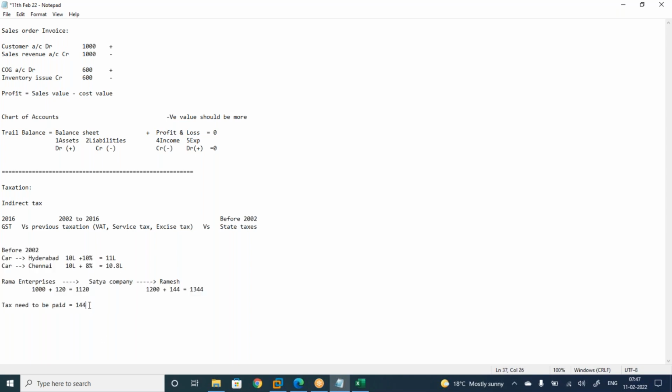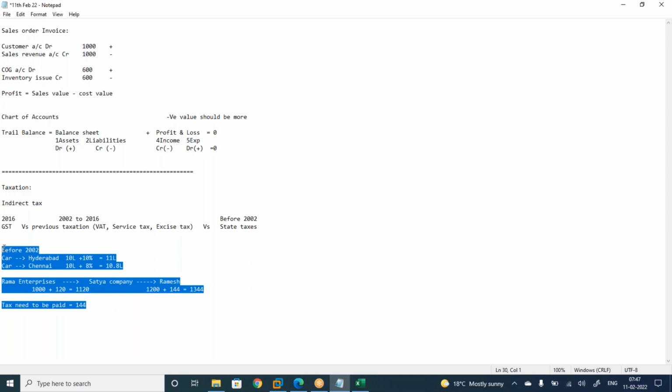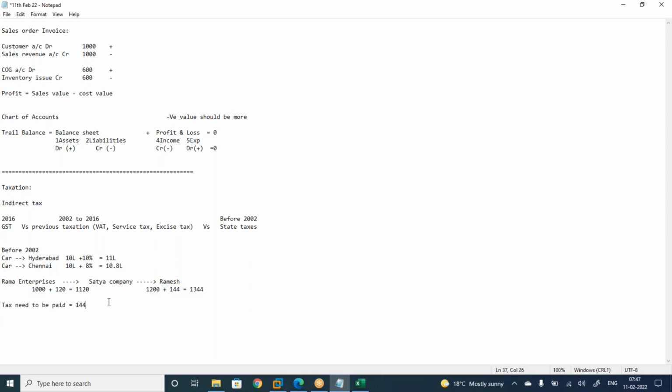Later, the government changed this. These were state-wise taxes. At that time, Andhra Pradesh had APGST, Andhra Pradesh General Sales Tax. Tamil Nadu had TNGST, Tamil Nadu General Sales Tax. At that time, it was General Sales Tax, state-wise taxes.